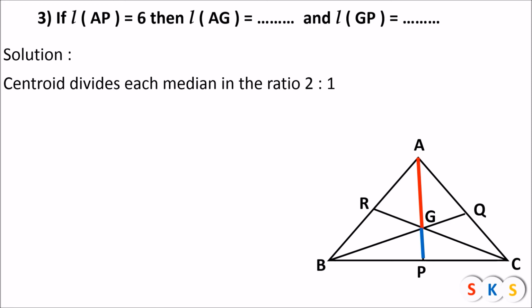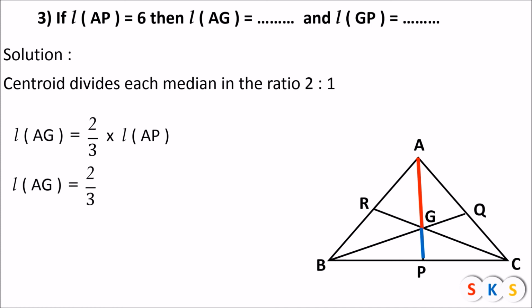AG contains two equal parts out of three equal parts, and GP contains one equal part out of three equal parts. Therefore, AG equals 2/3 times the median AP. Therefore, length AG equals 2/3 into 6. We will cancel 6 by 3, we will get 2 into 2. Therefore, length AG equals 4.